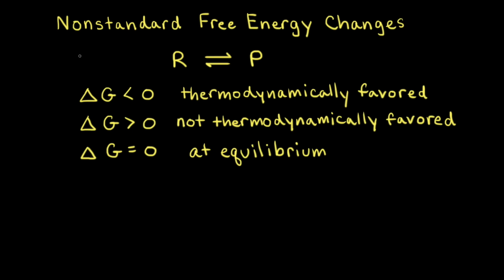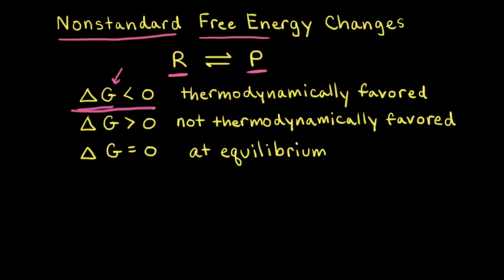Understanding the concept of non-standard free energy changes is really important when it comes to a chemical reaction. For this generic chemical reaction, the reactants turn into the products, and non-standard free energy change is symbolized by delta G. Notice this delta G doesn't have the naught superscript, and therefore it's the non-standard change in free energy. The reason why this concept is so important for a chemical reaction is that by calculating the non-standard change in free energy, we can figure out which direction the net reaction will proceed.